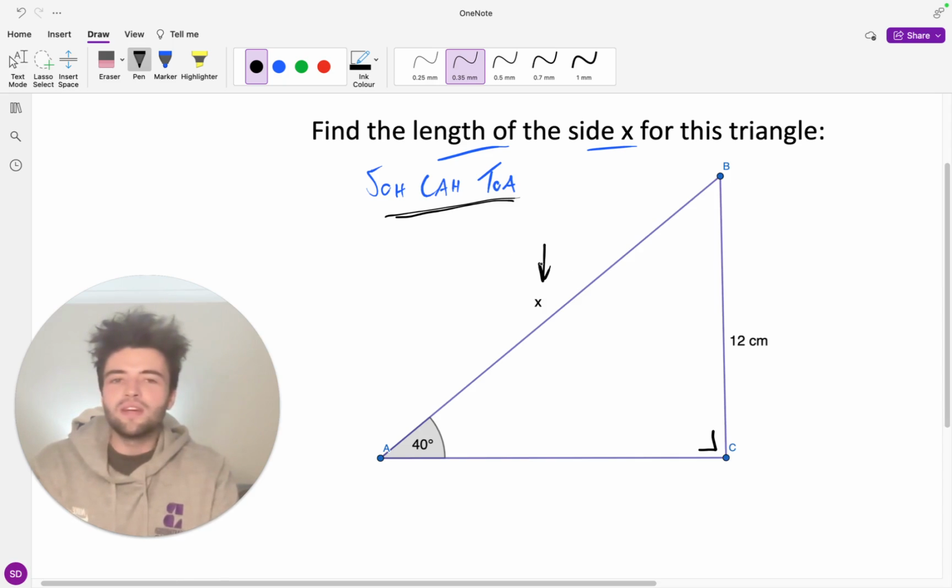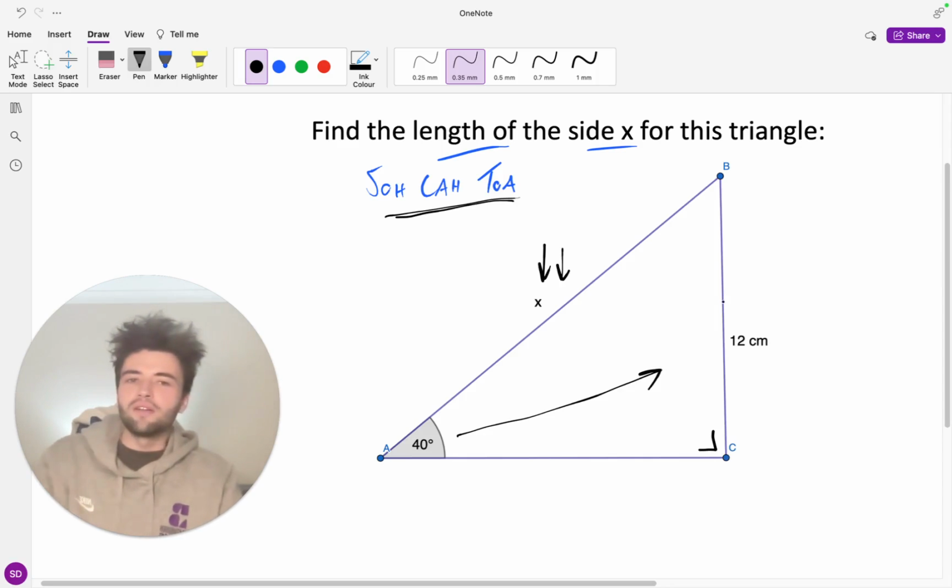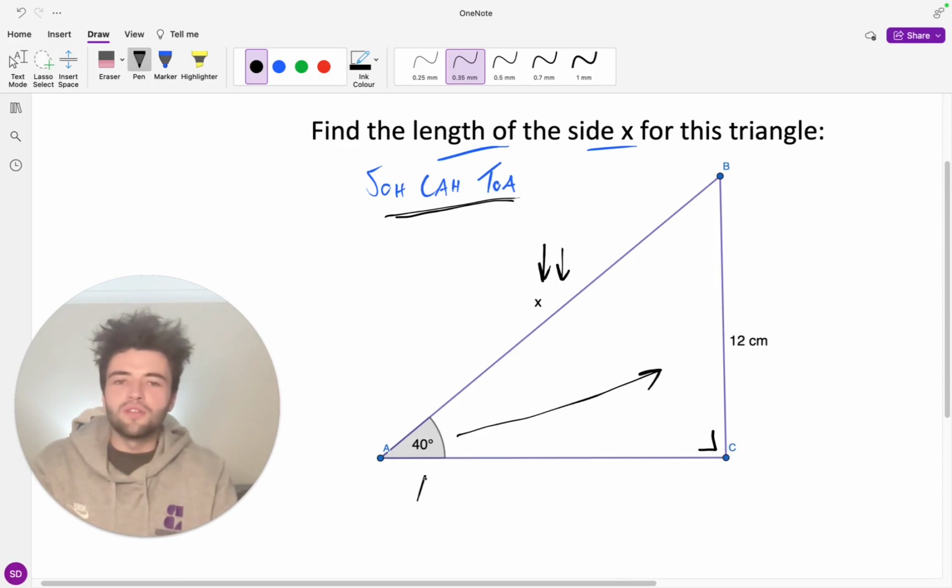We can see here that we're given an unknown length for our hypotenuse, the longest side. And if we look across from our angle, so if we draw an arrow straight across in the triangle away from the angle that we're given, which is 40 degrees, we can see that the opposite side is going to be 12 centimeters, and so we can use that.